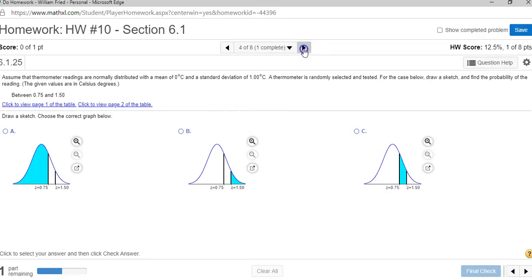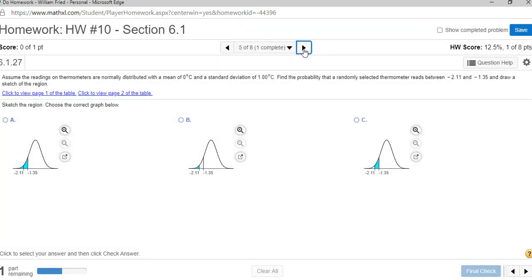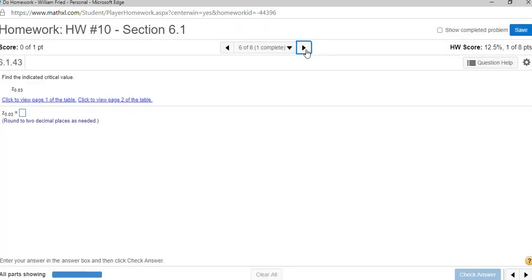This is a normal CDF. Let me find another InvNorm one. This is an InvNorm. The Z sub 0.03, this is what they call a critical Z value. And the 0.03 is the area not to the left of the Z value, but to the right of the Z value. The total area under the standard normal curve is 1. So if 0.03 is area to the right, 1 minus 0.03 is area to the left, and that's what we're going to enter on the calculator.